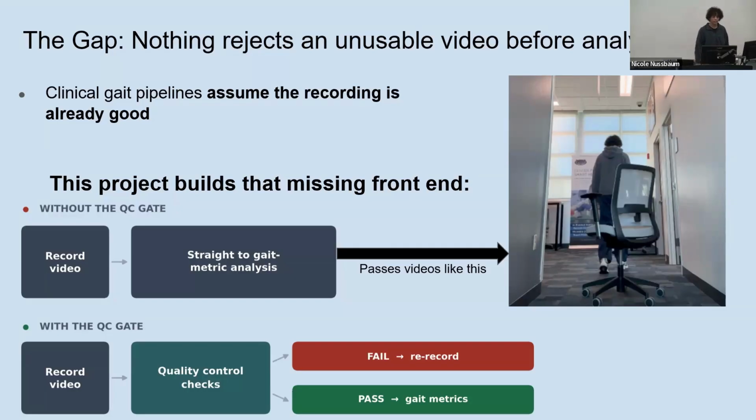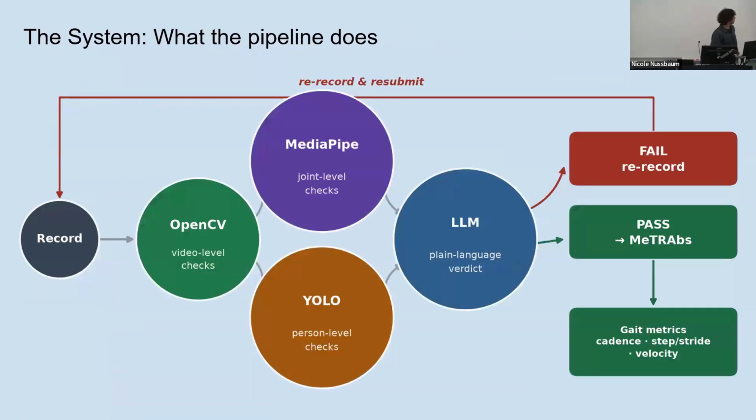With this quality control gate, we are recording a video, running it through a set of checks, and then deciding whether to pass it or fail it. So a little bit more on the system and how it actually works. Like I mentioned, we start off with a recording, and then we send it to our computer vision library, OpenCV, for some video level checks. After that, we send it to our two lightweight pose estimation models, MediaPipe and YOLO, for the joint level checks and the person level checks, respectively. And then after we get the output from the pose estimations, we send it to an LLM for a plain language verdict. And from there, we decide either to pass it or fail it.